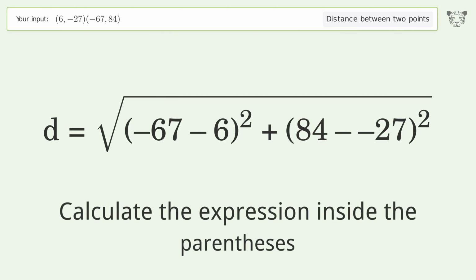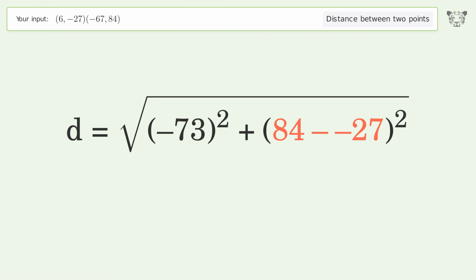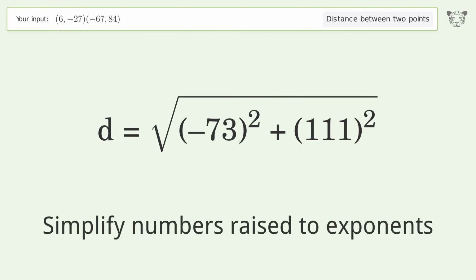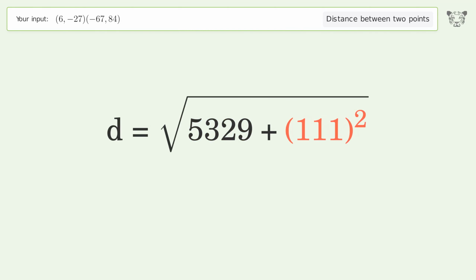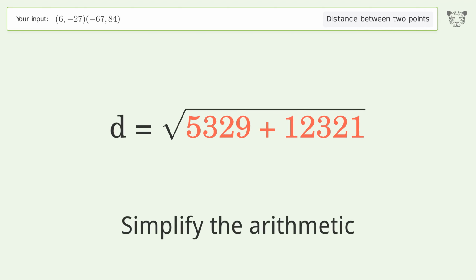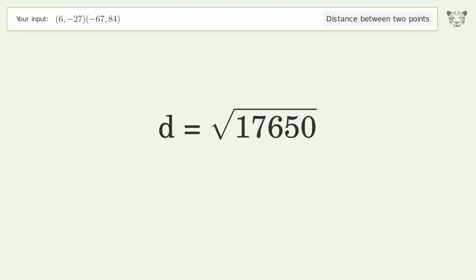Calculate the expression inside the parentheses. Simplify numbers raised to exponents. Simplify the arithmetic. And so the distance between the 2 points is the square root of 17,650, or 132.853.